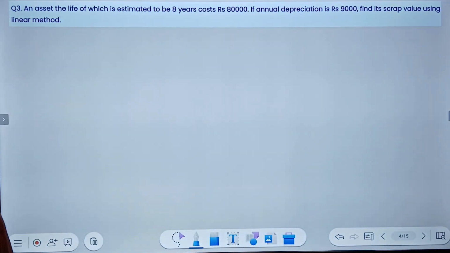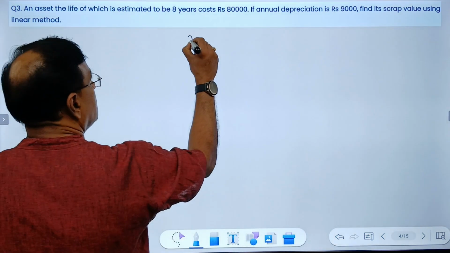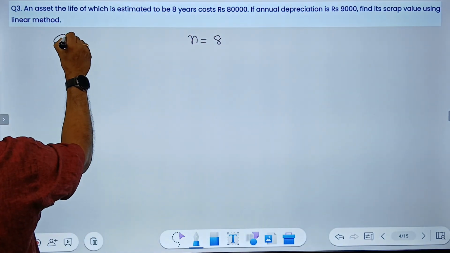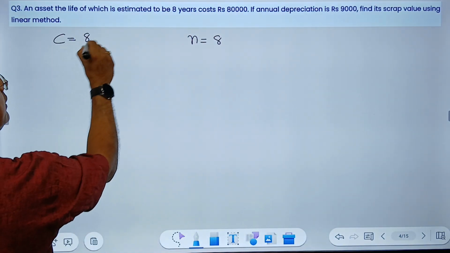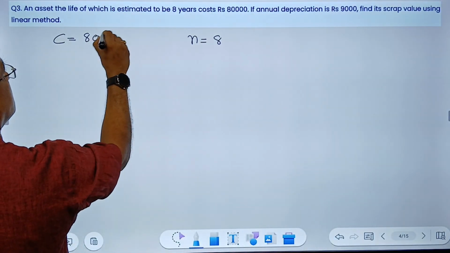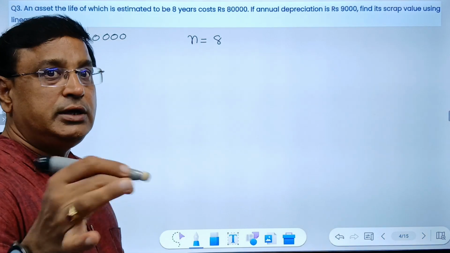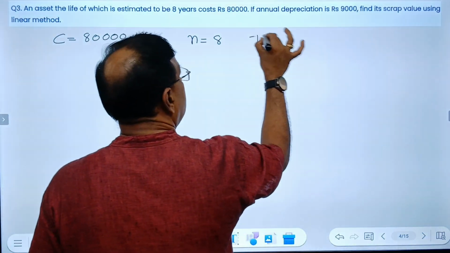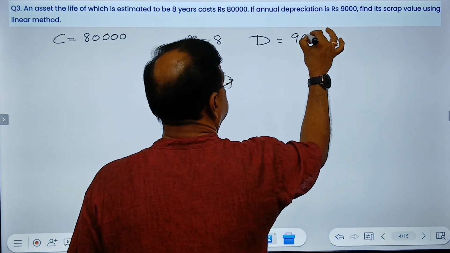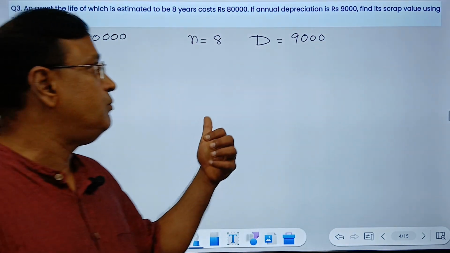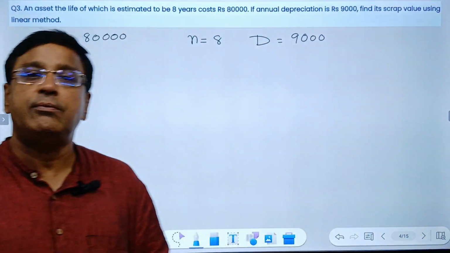Okay, next one. An asset, the life of which is estimated as 8 years. So the useful life is 8 years. And the original cost is 80,000. Here the annual depreciation is given. So what is annual depreciation? 9,000. He wants us to find out what scrap value it realizes.